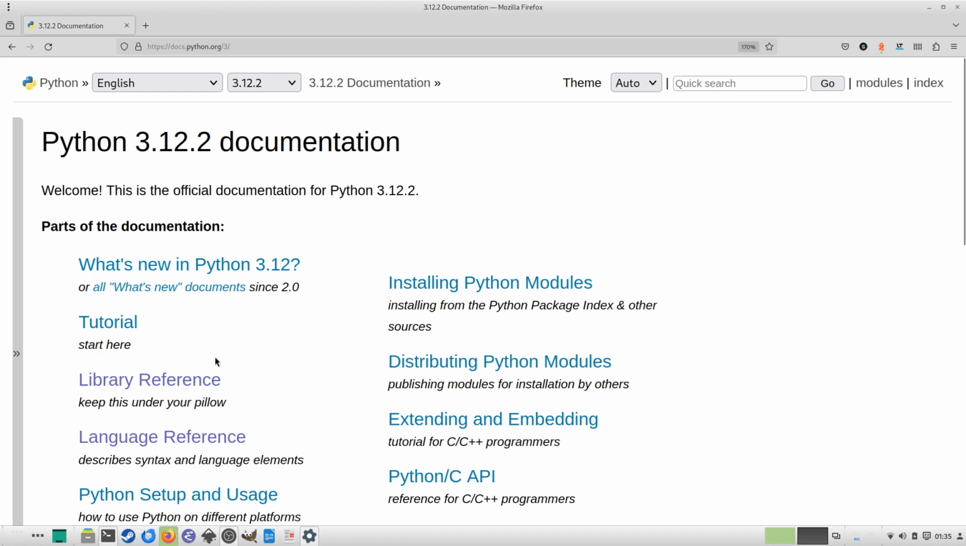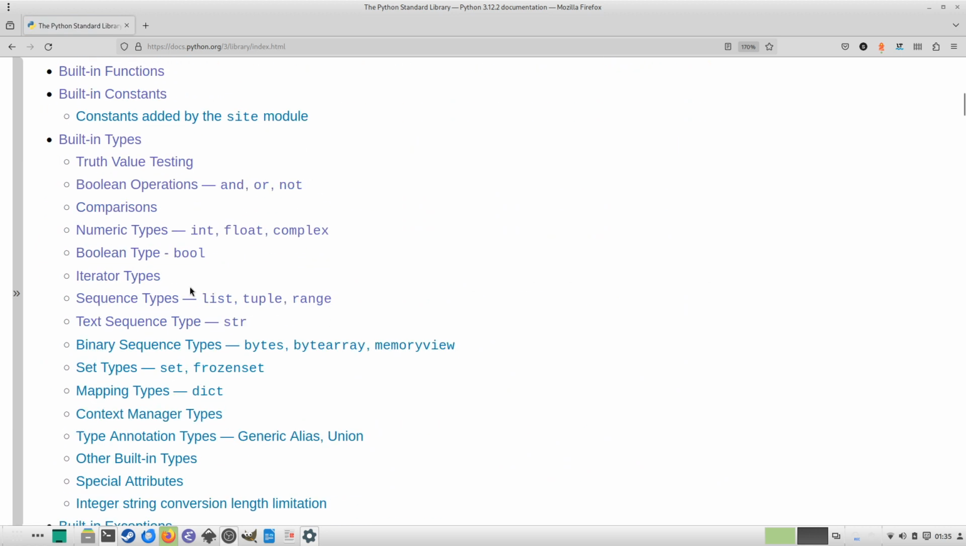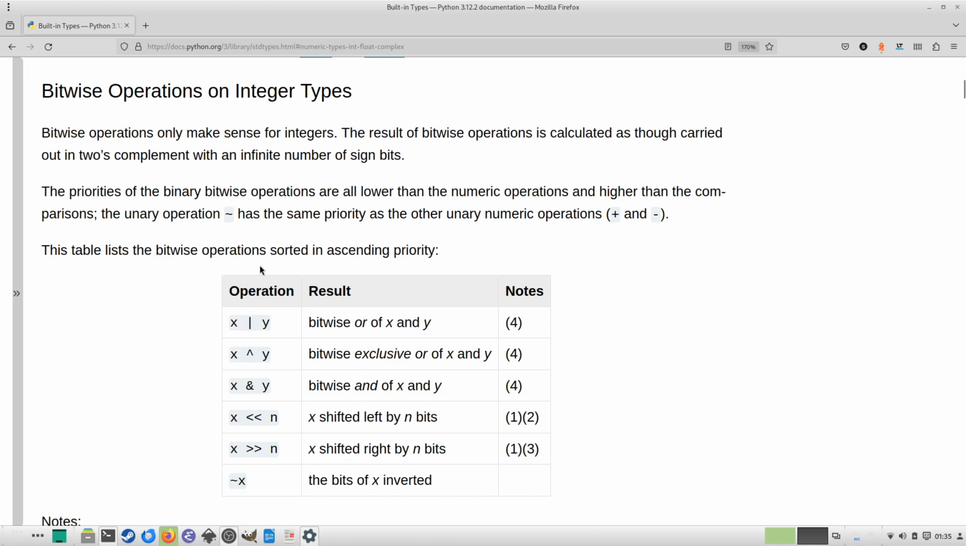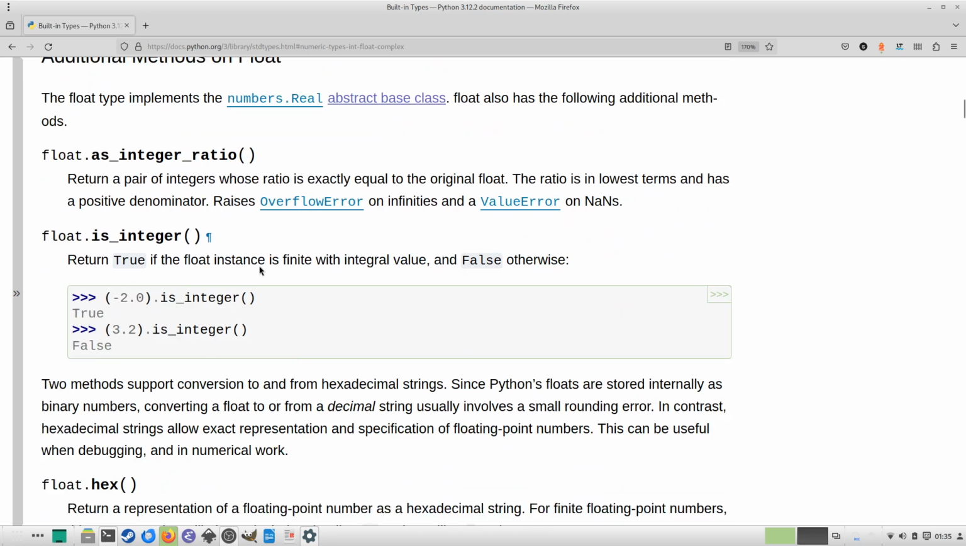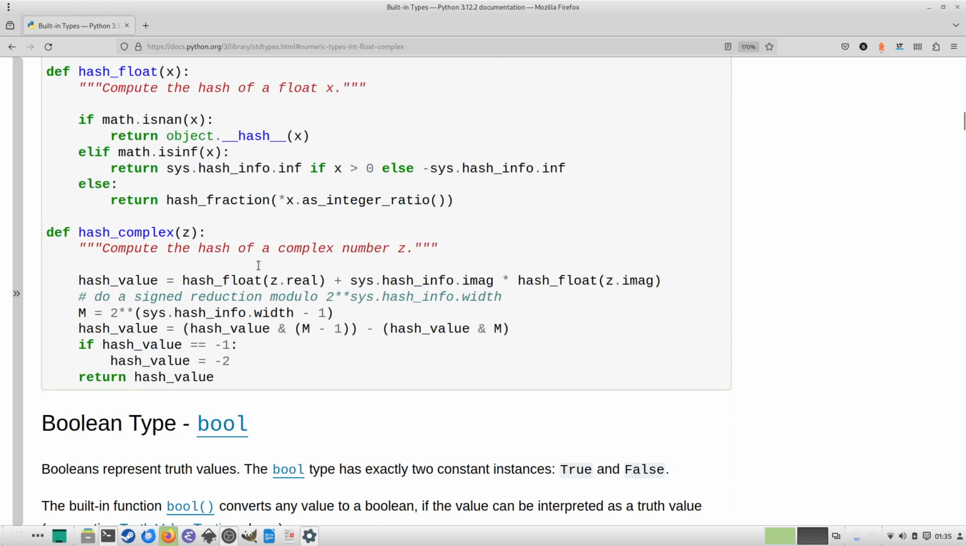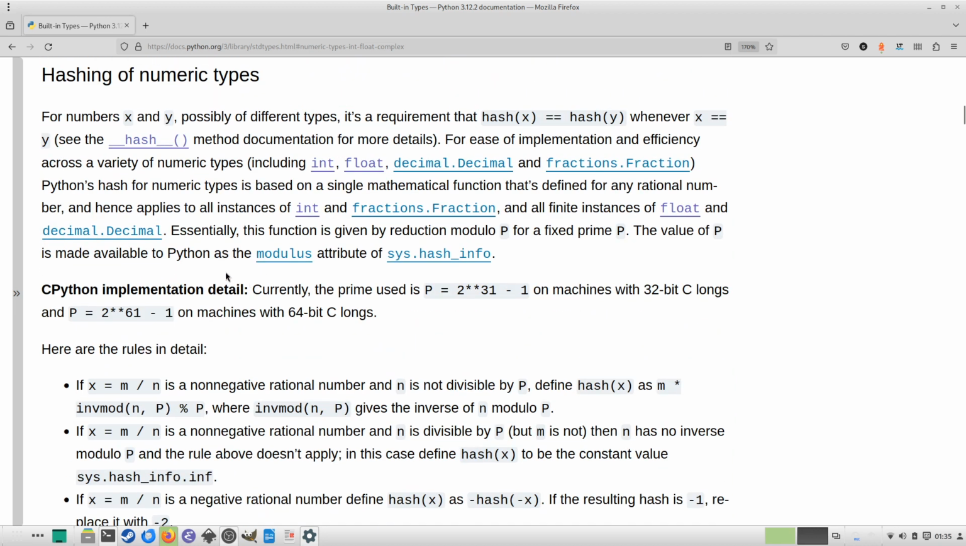So we will continue where we left off in the previous video, and we were discussing int, float, complex types. We were discussing hashing of the objects. We had completed all this. Yes, we had completed up to here. So the hash functions, we visited this link and we completed this. So we can continue from here.